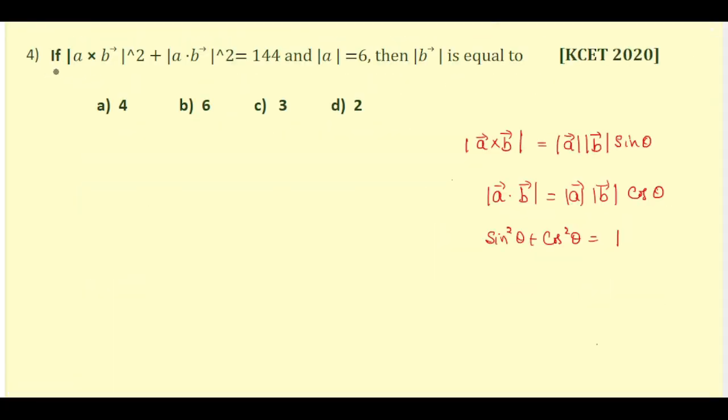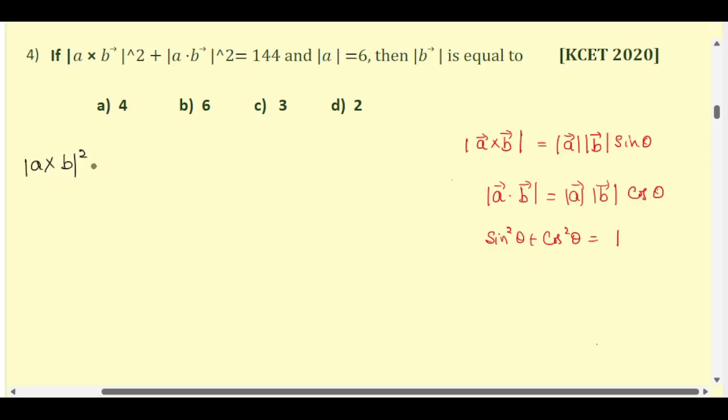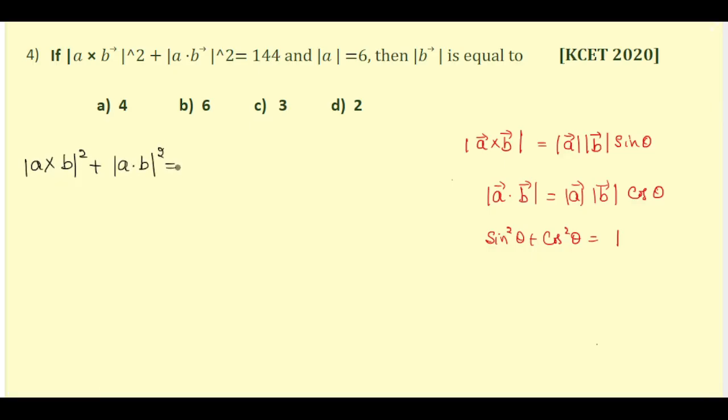Question number 4. If A cross B vector the whole square plus A dot B vector the whole square equal to 144 and magnitude of A equal to 6, then magnitude of B vector is equal to. So what is given? A cross B whole square plus A dot B whole square equal to 144.